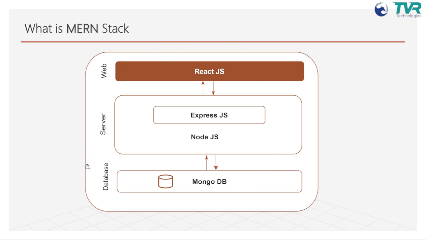So if you want to build an entire application, you need these three things: the web front end, the server, and the database. With the MERN stack, we can build one application end to end. That is the purpose of the MERN stack, and it involves 4 technologies: React, Express, Node, and MongoDB. We will deep dive into each one of these technologies and discuss each individually.